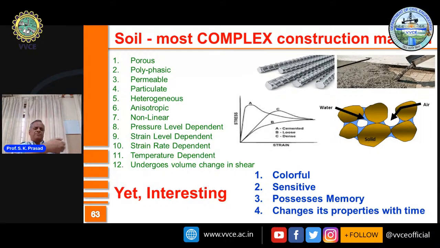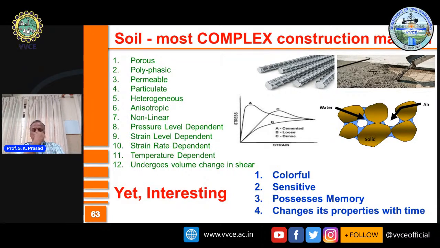I have just listed many of these points which make it very complex. It is porous, inhomogeneous, anisotropic, so many things. Yet, I always say soil is a very smart material. Soil is an intelligent material. What is the proof? I just try to mention that soil is colorful, it is sensitive, it has memory, it changes its properties with time. These are some properties which match with those of human beings. It resembles human beings, therefore it's a material with life.